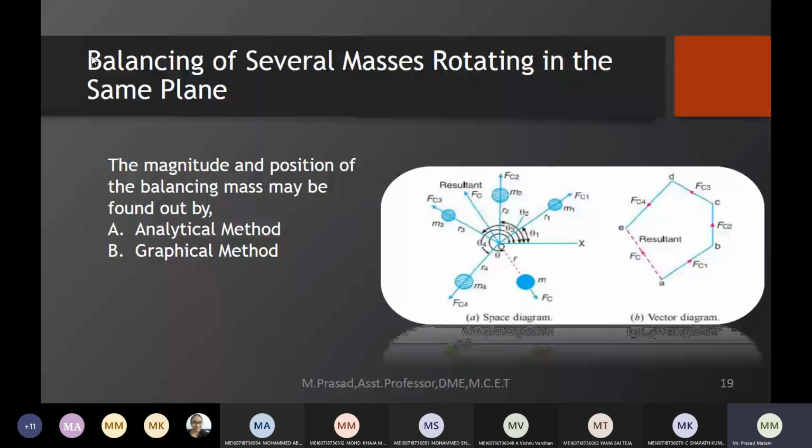Good morning, dear students. Welcome to the DOM class, Unit 3, Balancing of Forces. Already we have discussed the four cases in the balancing of the forces. Let me explain briefly the previous one.